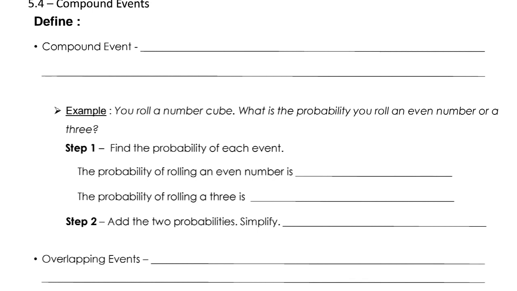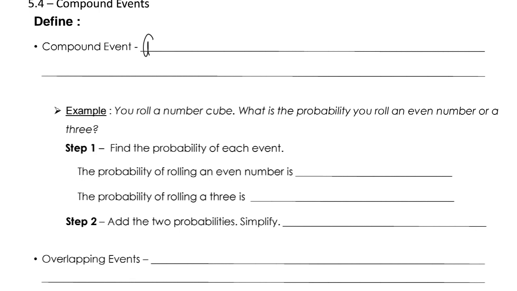All right, so last one is talking about compound events. Previously you found probability of simple events, which means one singular event. But now we're talking about flipping a coin twice, or what happens if we do this and then something else, or this or that. So now we're talking about two or more events occurring at the same time. That's what a compound event is.